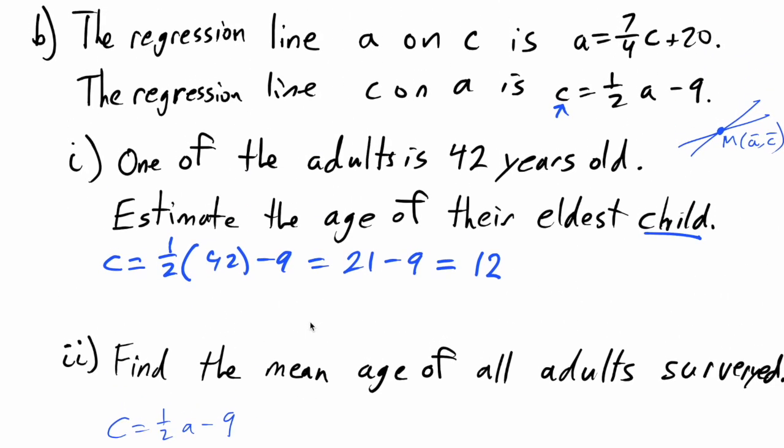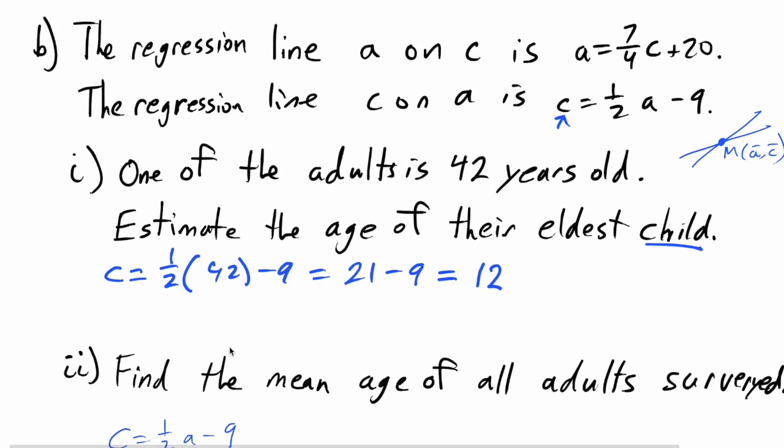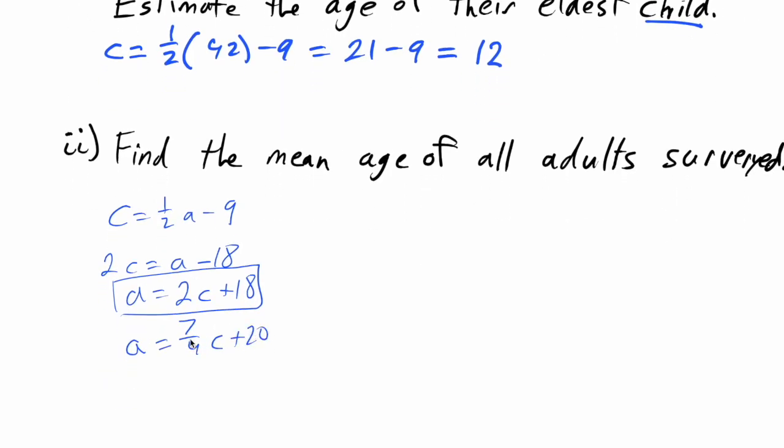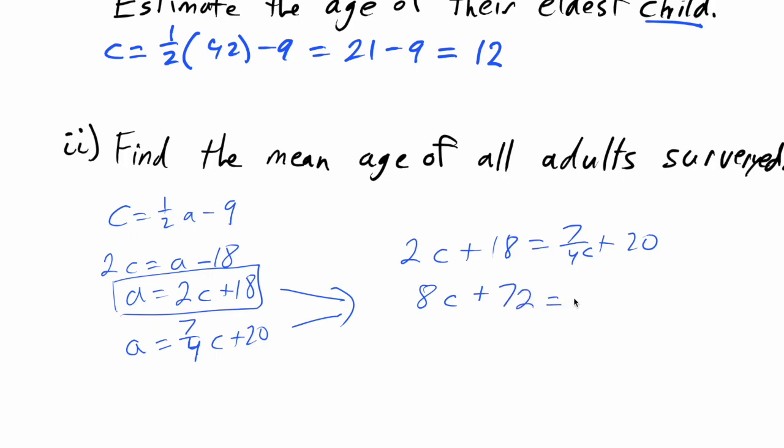And we're also going to graph this one. A equals 7 over 4 C plus 20. So if we were to graph these, they both intersect at the mean point, right? So we can solve these equal to each other, solve these simultaneous equations. So let's set them equal to each other. 2C plus 18 equals 7 over 4 C plus 20. Let's multiply everything by 4 to get rid of this 4. And we got 8C plus 72 equals 7C plus 80. So we're going to have C equals 8.